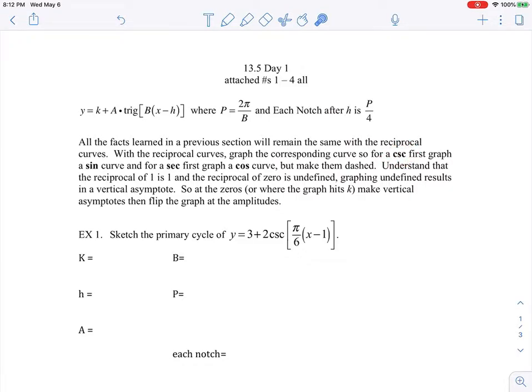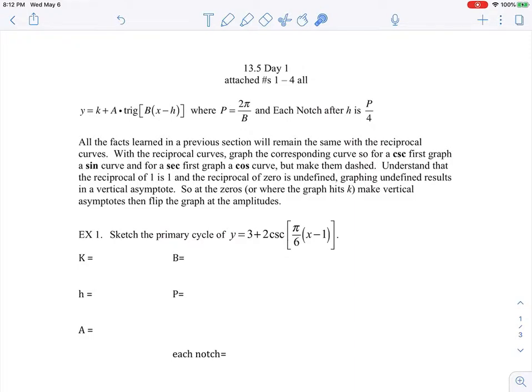So our basic equation is, again, y equals k plus a times, I'm going to put trig there, okay? Because that could mean sine, cosine, tangent, cosecant, secant, cotangent. Any of those can go right there, okay? But the equation stays the same. Then we have our b and then the x minus h. P is going to be still 2 pi over b, okay? Where each notch after h is the period over 4, okay? So everything we learned in those last lessons is all going to work the same.